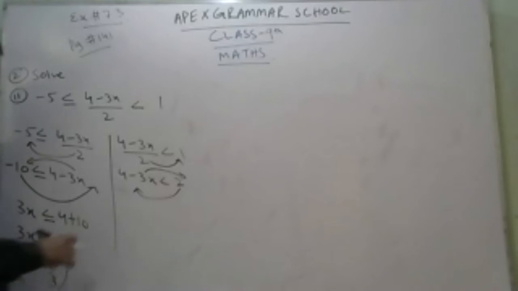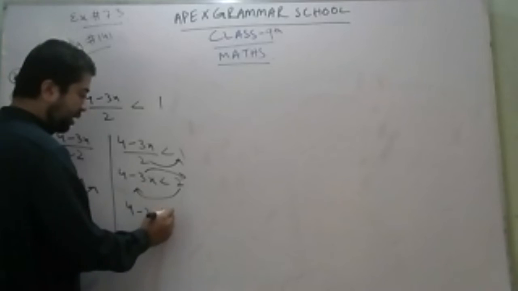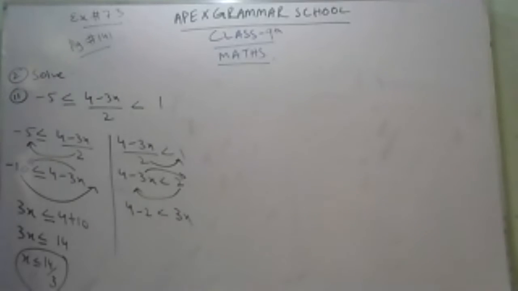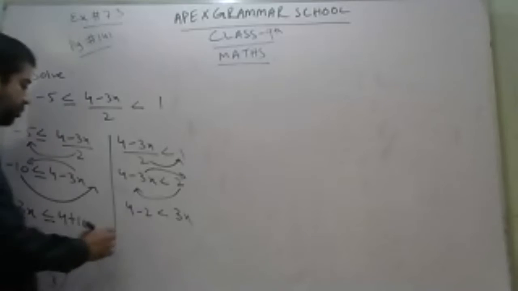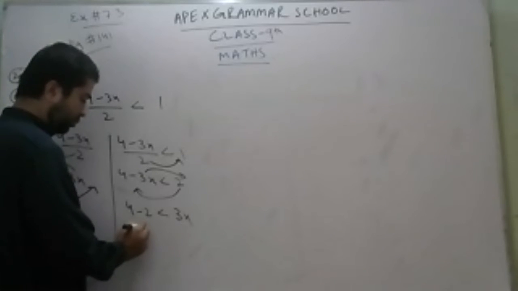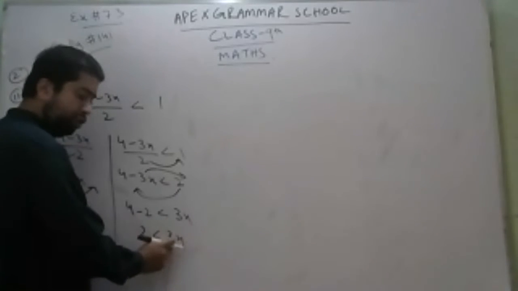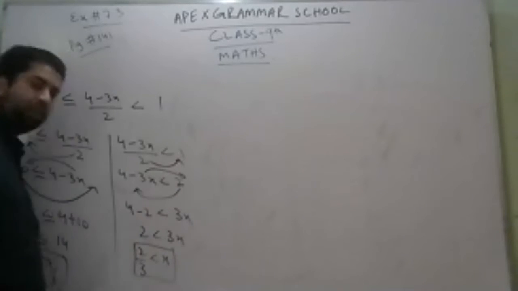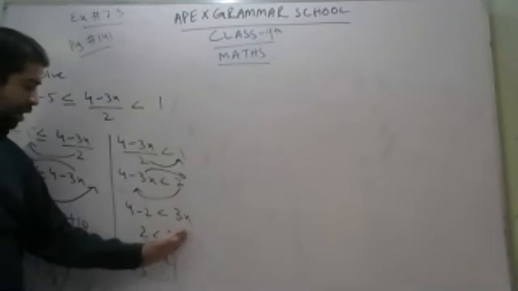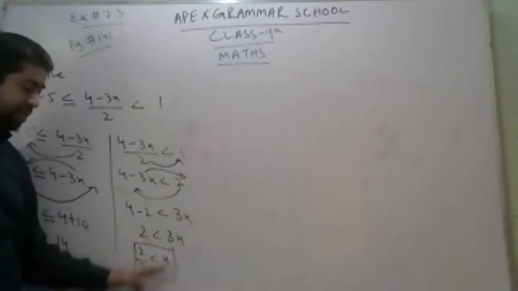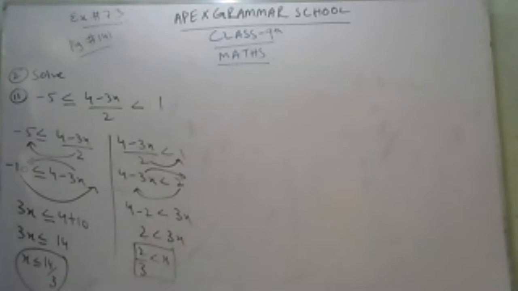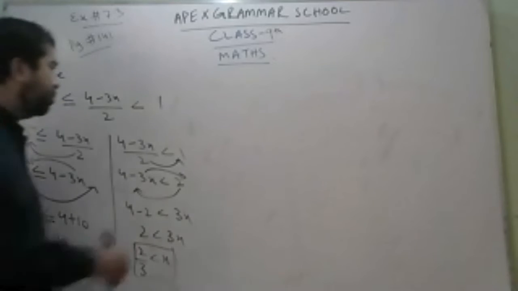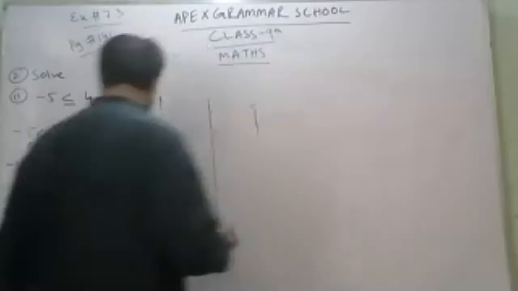Now for there, 4 minus 2 less than 3x. 4 minus 2 answer is 2. This 3 will divide here. Now this sign that I have already made positive, if this sign was negative, then we must change this sign from less than to greater than. Now the solution is this, but the proper solution set is required.